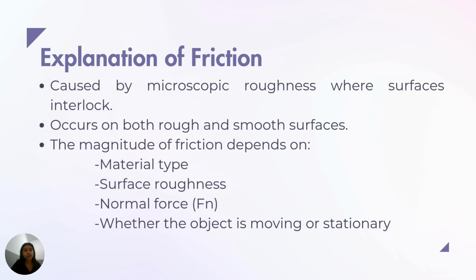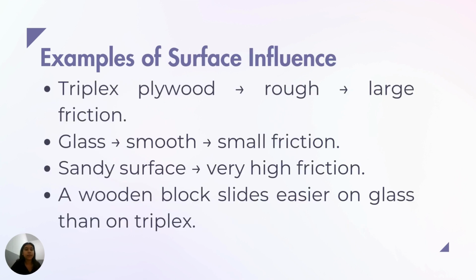and smooth surfaces. The magnitude of friction depends on material type, surface roughness, normal force or Fn, and whether the object is moving or stationary. Now, an example of surface influence: triplex plywood has large friction, glass is smooth with small friction, a sandy surface has very high friction, and a wooden block slides easier on the glass than on triplex.